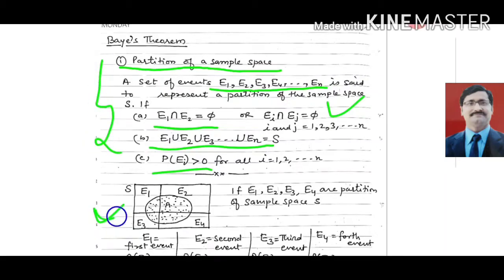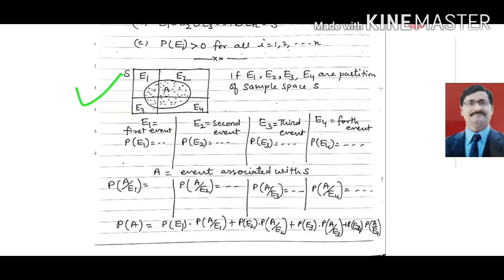Now we will take 4 partitions and then understand this Bayes theorem. You can see this sample space S. There we have done 4 partitions, E1, E2, E3 and E4. The minimum number of partitions will be 2. Sometimes you get a question with 2 partitions, 3 partitions, or 4 partitions. E1 is the first event, E2 is the second event, E3 is the third event, E4 is the fourth event.